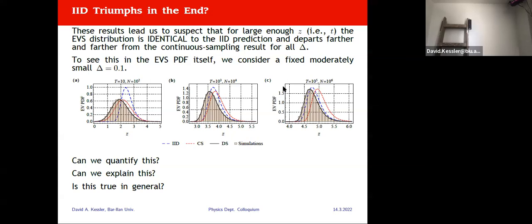So instead of looking at 100 samples, I look at 10,000 samples. And now, in fact, the IID prediction is closer. And if I go and look at a million samples, it's even better. And the Majumdar prediction is getting worse and worse. For the same delta, all I'm doing is taking a longer time series. So as I take the time series longer, Mr. Majumdar gets worse and worse, and IID gets better and better.